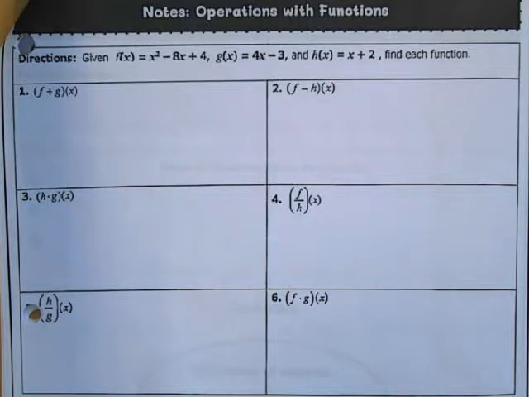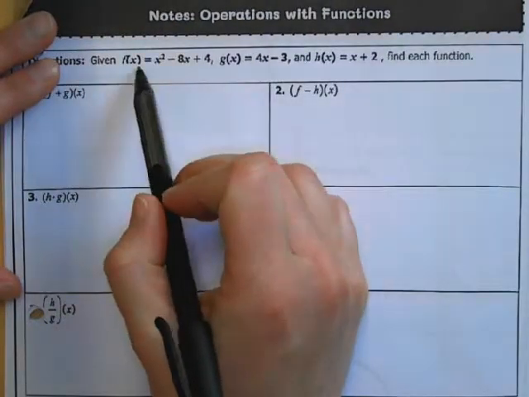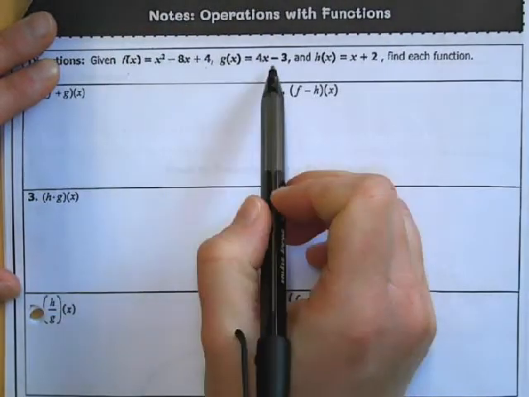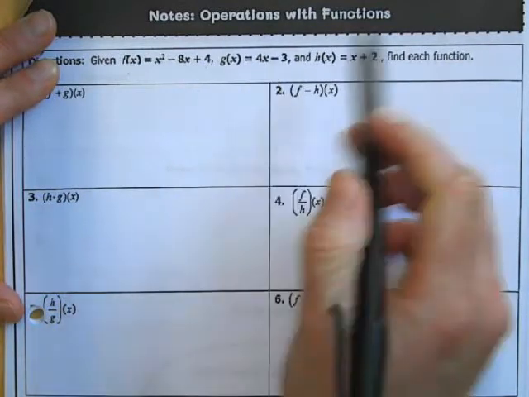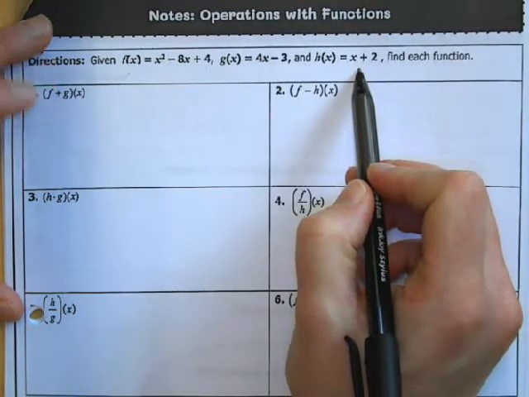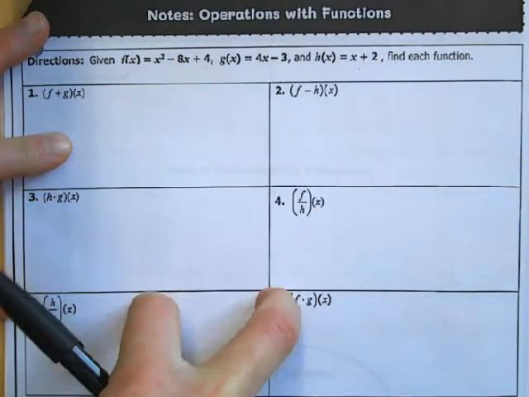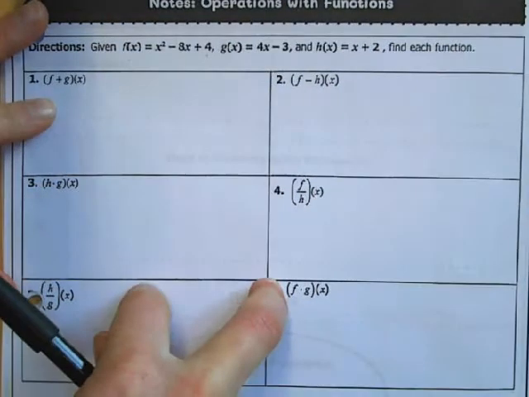So there are a couple of different functions here that we're given. We have f of x, where it's x squared minus 8x plus 4, g of x, where it's 4x minus 3, and h of x, where it's x plus 2. So we're going to find all these different functions here using these operations.